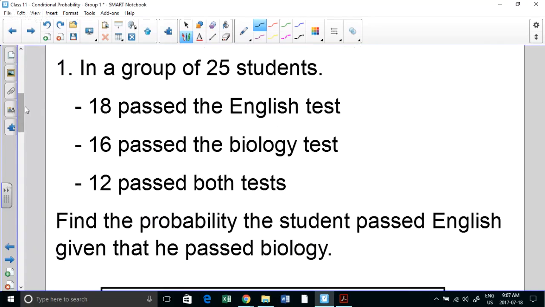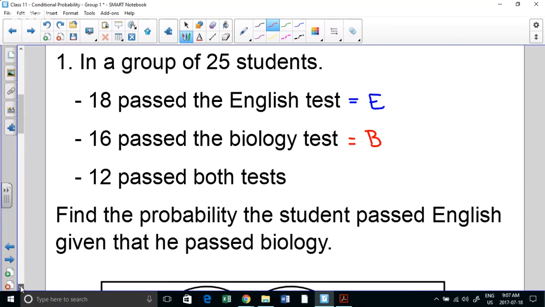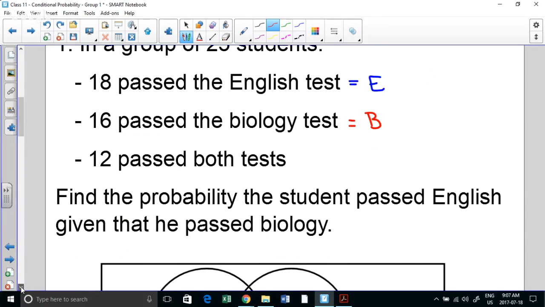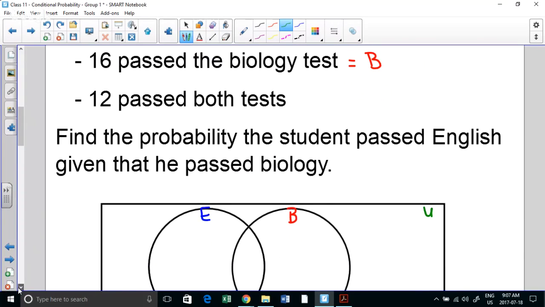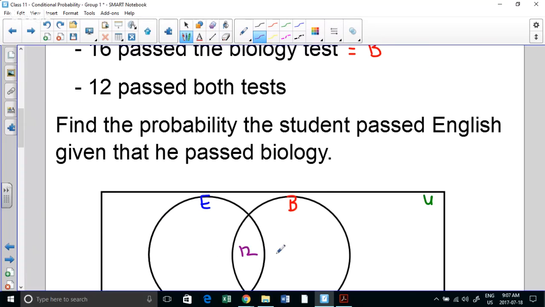So we have a group of 25 students. They're going to pass the English test E and pass the biology test B, and then we're going to fill out the Venn diagram completely. So we have E, we have B here, and the universal set on the outside. We have 12 who passed both tests, so we have 12 in here.